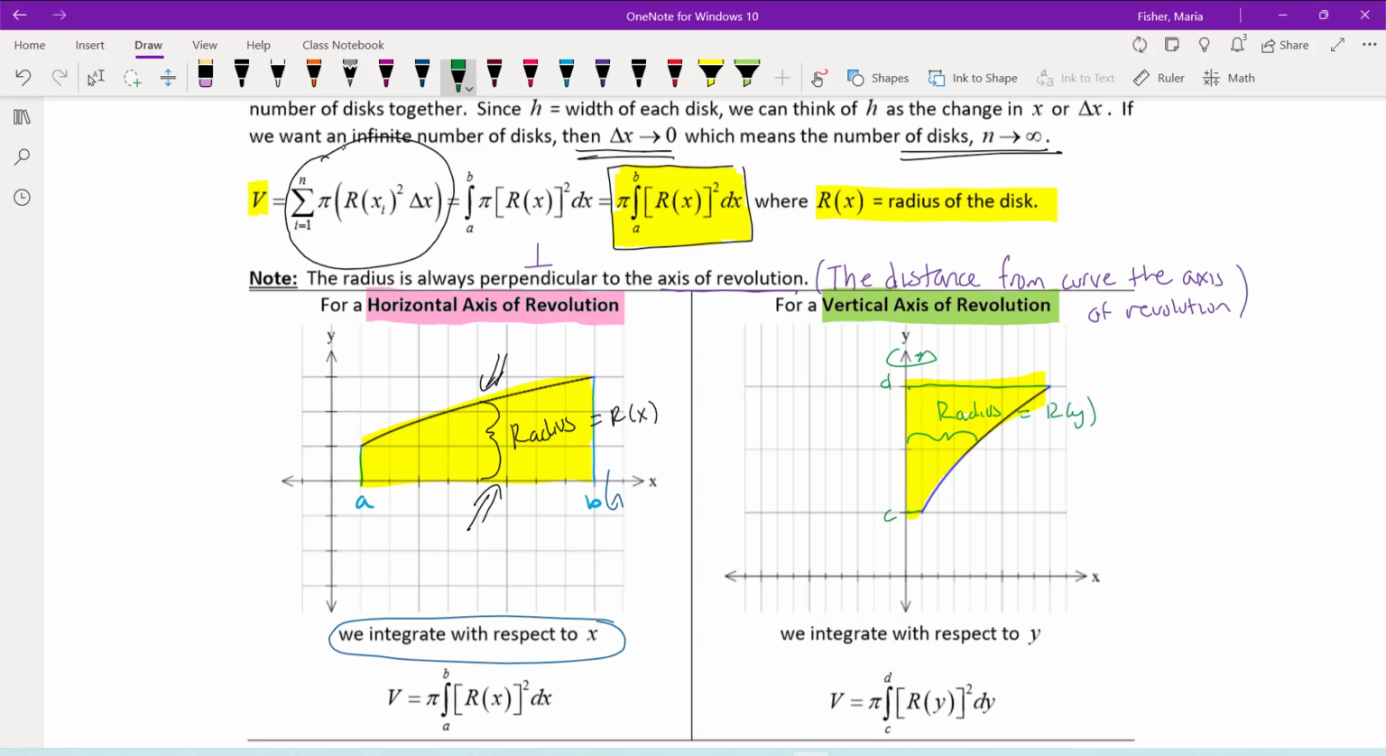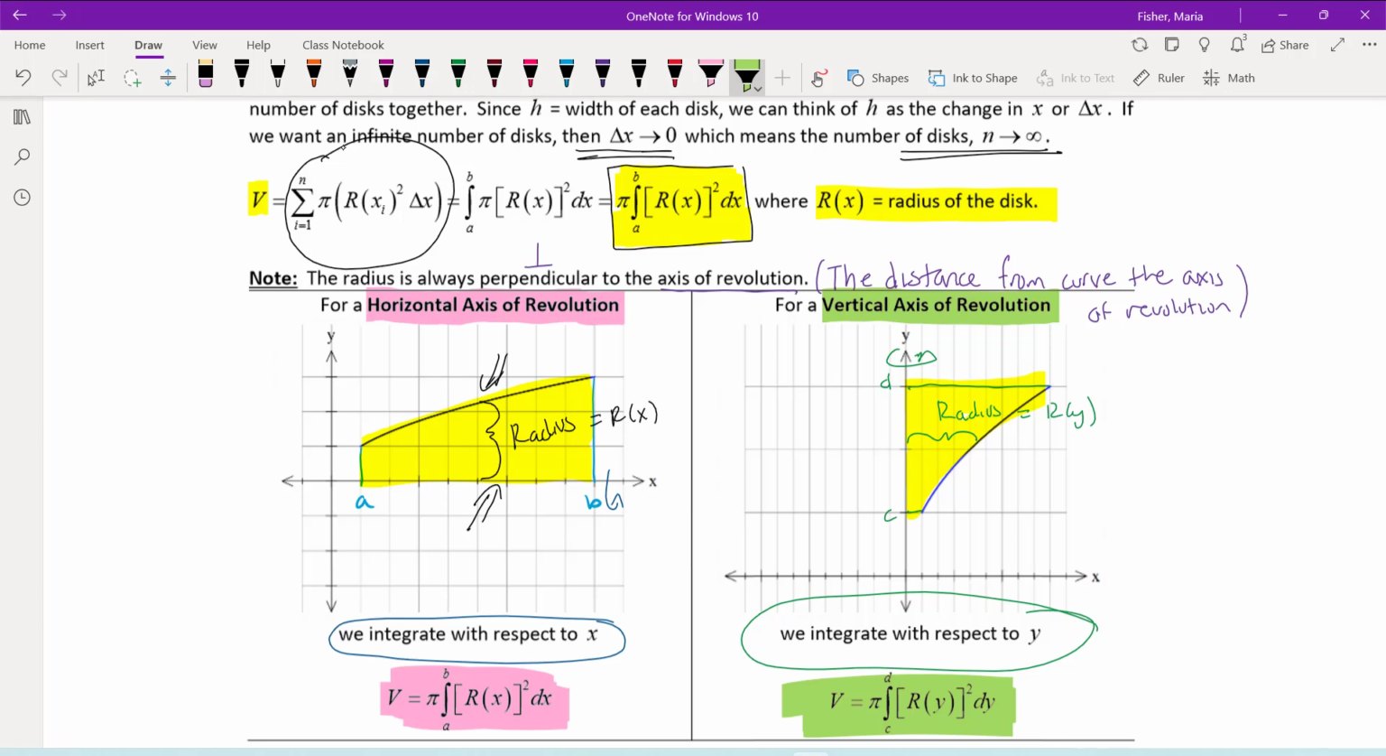And when we have a vertical axis of revolution, we have to integrate with respect to y. So for both of these, your radius is going to be perpendicular to your axis of revolution. And for both of these, the radius is going to be the distance from the curve to the axis of revolution. The only difference is if you have a horizontal axis of revolution, you integrate with respect to x, which means everything in this integral has to do with the x-axis or a function of x. And if you have a vertical axis of revolution, everything here has to do with the y-axis or a function of y.